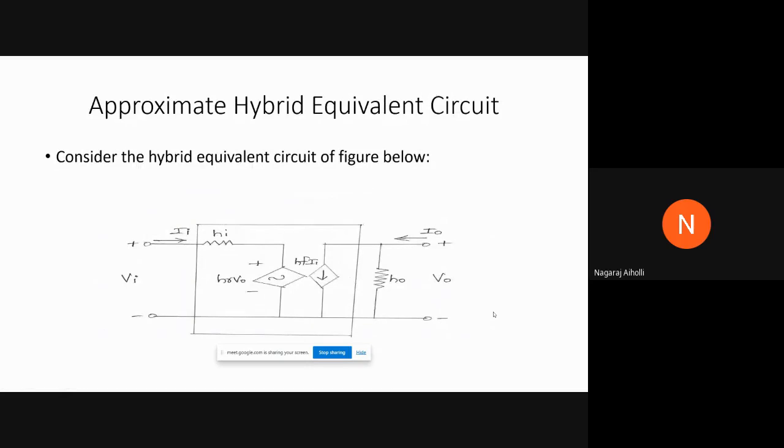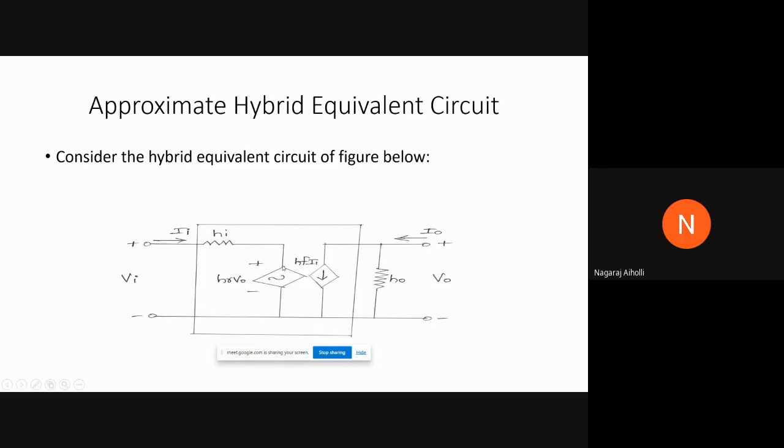Then later I explained the approximate hybrid equivalent circuit. This is how it looks. Consider the hybrid equivalent circuit of the below figure. The input voltage is VI, input current is II, output current is I0, output voltage is V0. And we have the input resistance HI, the controlled voltage source HR V0, the controlled current source HFII, and the output resistance H0. Okay, this we discussed in the last class.